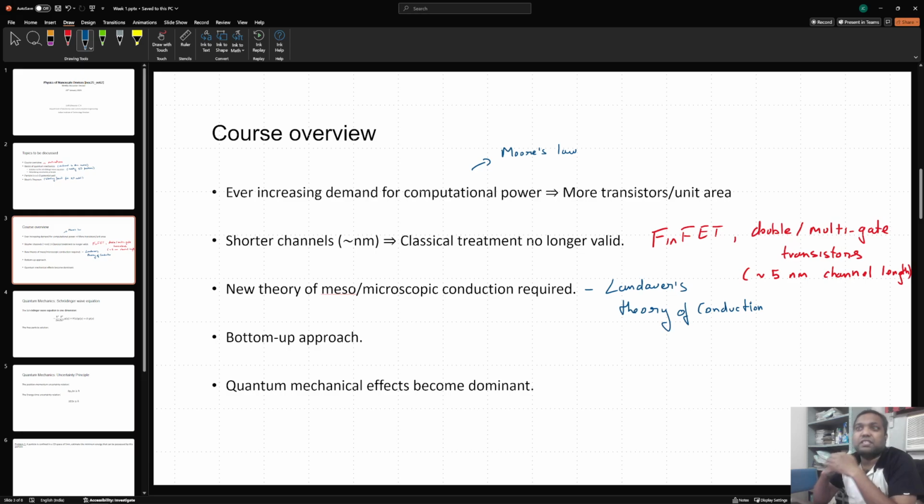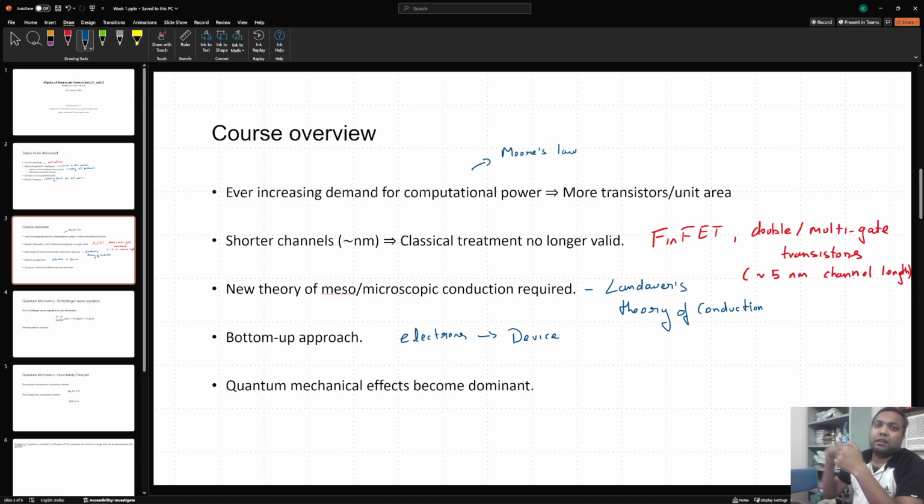Essentially, first we will start discussing the fundamental properties of the charge carriers themselves. So we will learn the dynamics of the charge carrier and then introduce the charge carrier into a system, which will be our device, the channel, and then try to understand the actual behavior of the device. So the bottom-up approach implies we start from the electrons and then we go to the devices.